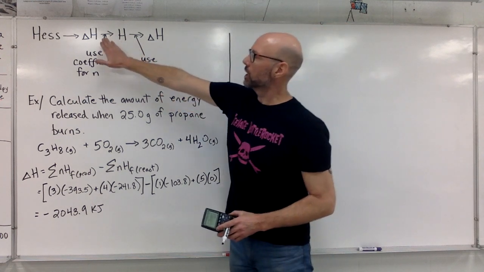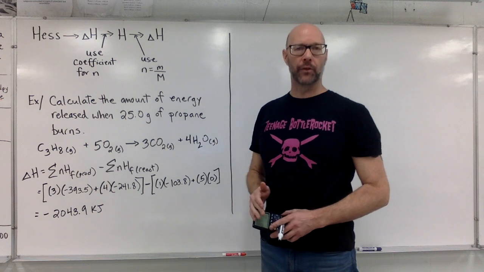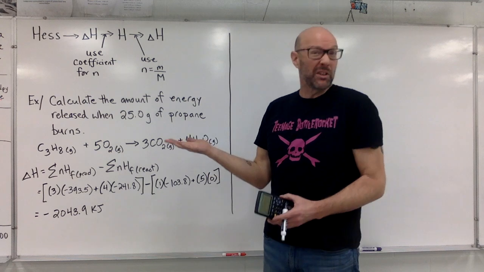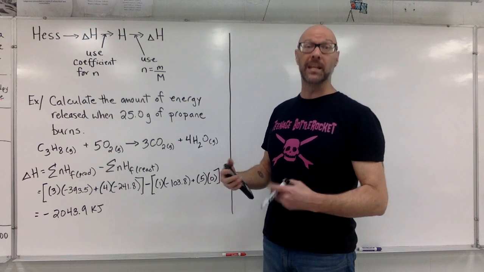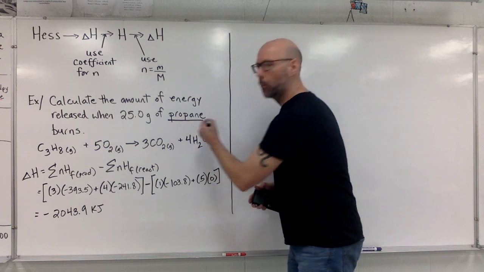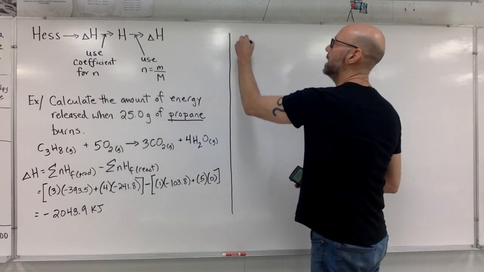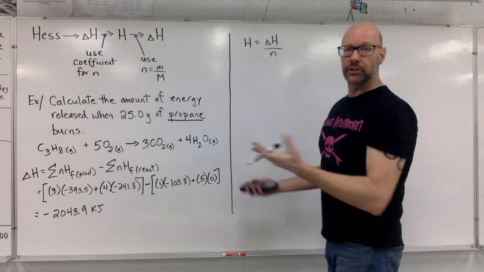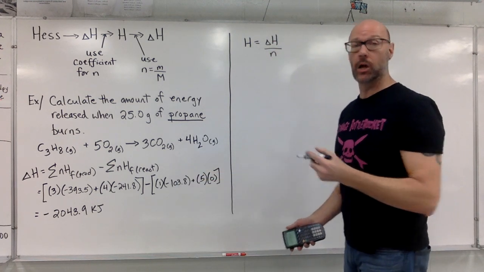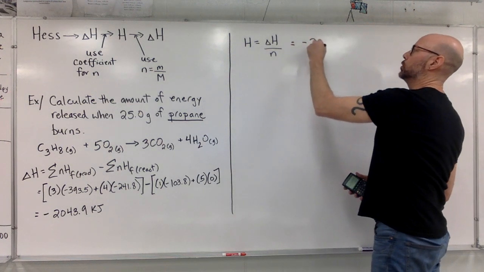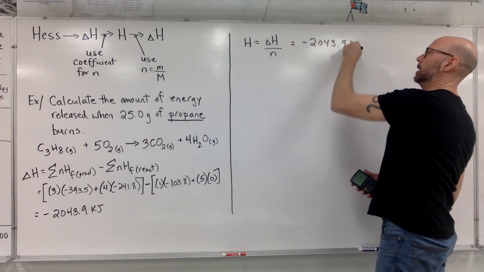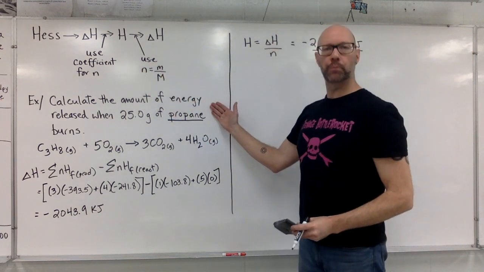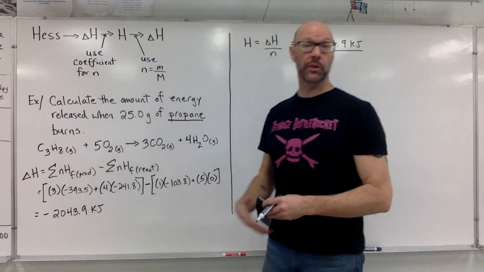Our next step is to convert that delta H into a molar enthalpy. We're going to divide by a coefficient, the balancing number of the chemical the question is about. And this question is very obviously about propane. Okay? So H is delta H over n. The delta H we just found by doing Hess's law is negative 2043.9 kilojoules. We're going to divide by the coefficient of propane. Now here the propane is balanced with a 1.